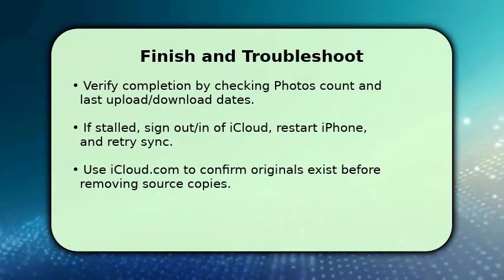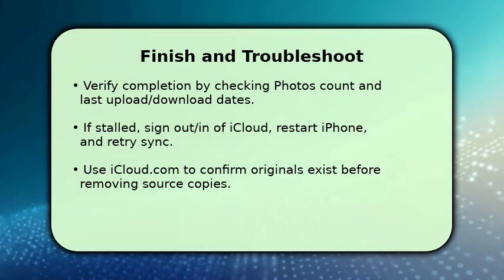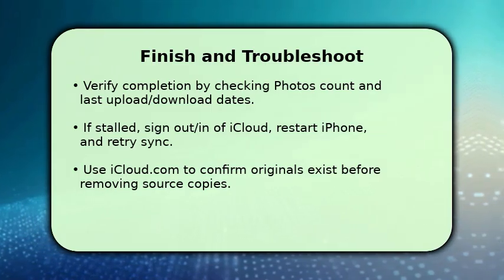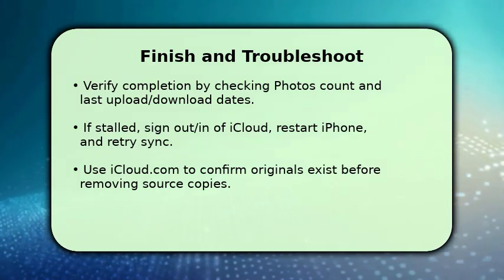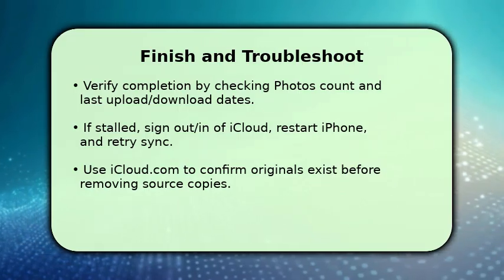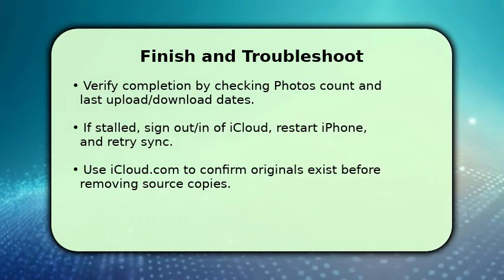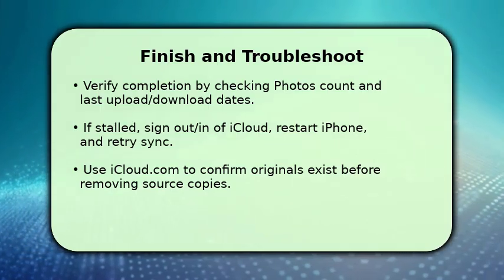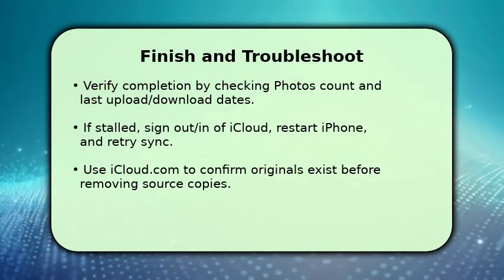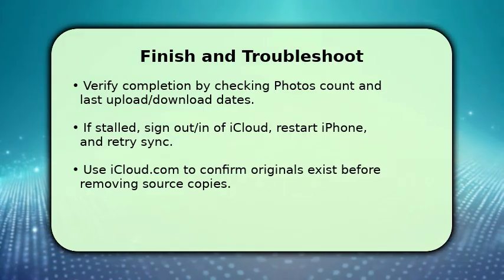To finish, confirm that all items are present. Open Photos, scroll to the end, and compare the total photo count to iCloud. Once synced, you'll have originals on device and iCloud. If things go wrong, first restart the iPhone, ensure Wi-Fi and power, then sign out and back into iCloud to force a rejoin. If a single album or movie won't download, check storage and reattempt download from that item. Make sure originals exist on iCloud before deleting anything from the source device.